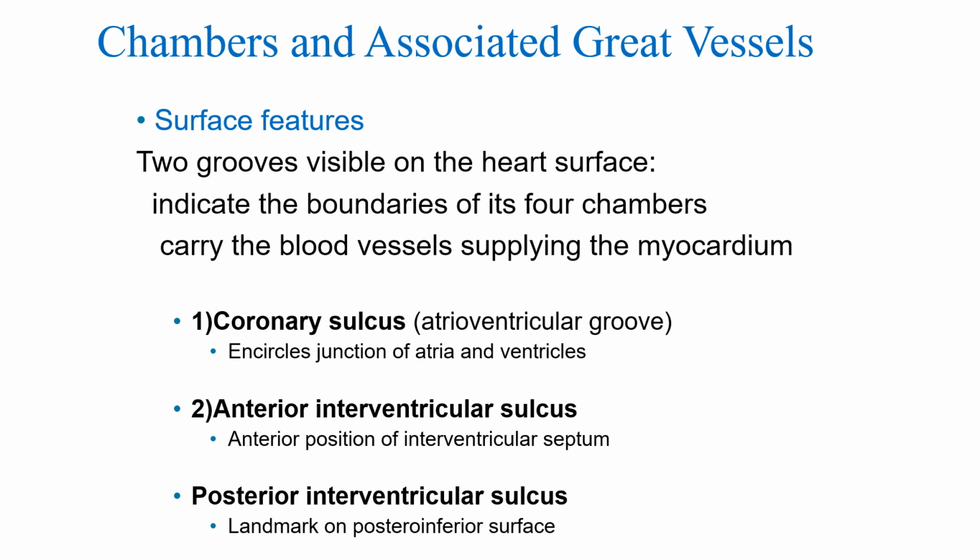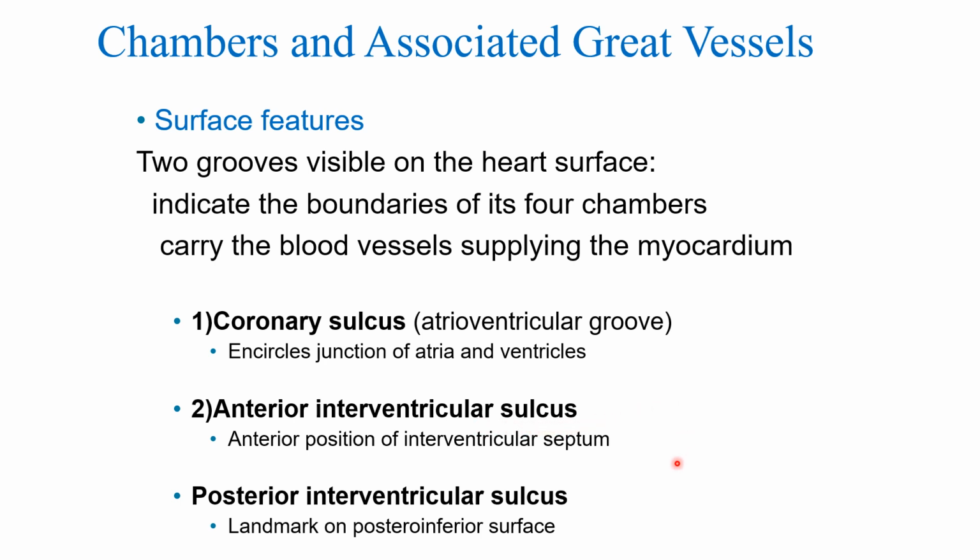Let's look at the surface features of the heart. Two grooves are visible on the surface of the heart. They indicate the boundaries of the four chambers, and they also carry blood vessels supplying the myocardium. So we can see a coronary sulcus. Coronary sulcus separates the atria and the ventricle. It is also known as atrioventricular groove. Then we have anterior interventricular sulcus.